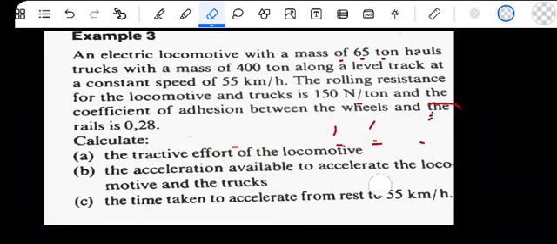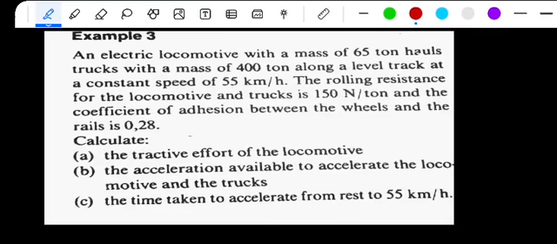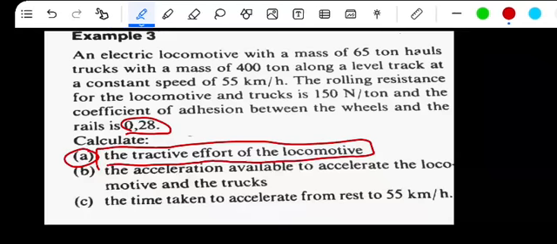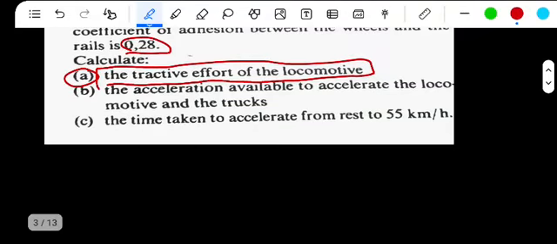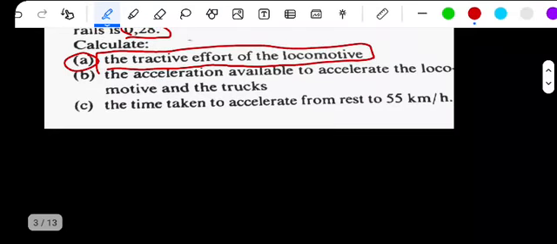Let us just continue. Okay, we have the coefficient of adhesion between the wheels and the rail. It says calculate the tractive effort of the locomotive. It's of the locomotive, not of the trucks, but of the locomotive. All right, TE is the one that we want.